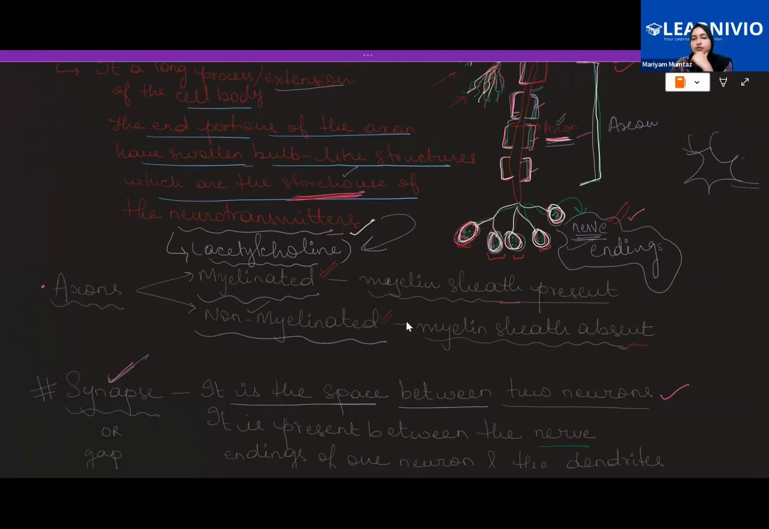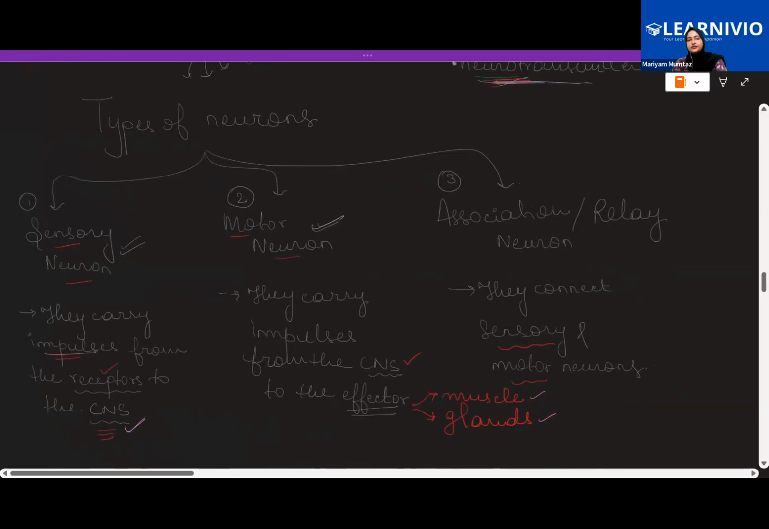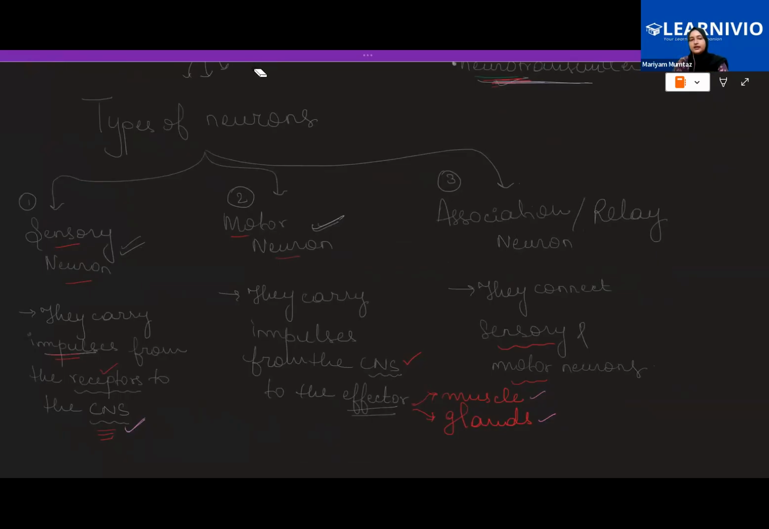Okay. So we were talking about the different types of neurons. Depending upon the function that it does, there are three types of neurons: sensory neuron, motor neuron, and association or relay neuron. Let's quickly revise. Sensory neurons are those that carry the impulses from the receptor to the central nervous system. Meaning, as soon as a stimulus is applied onto us, the whole signal is carried to our central nervous system through these sensory neurons. They take up the impulse and bring it to the brain.